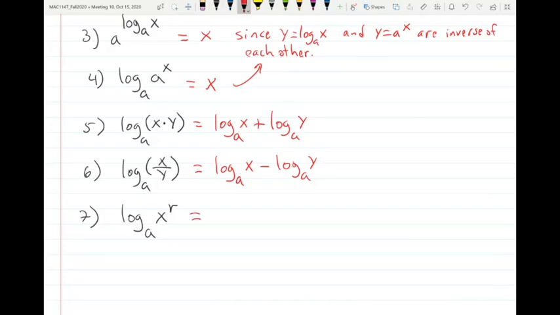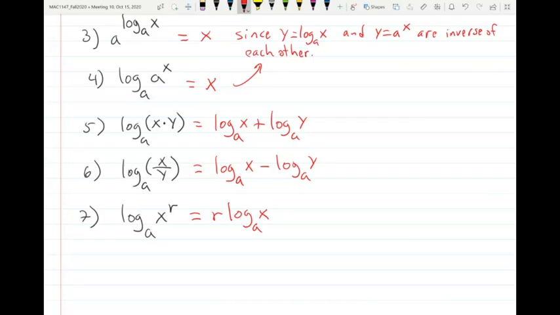So for example, what we're doing here is a generalization of number 4. In number 4, you see that we're getting x, but because the base of the log is the same as the base of the exponential expression that we have in the argument. But here, x doesn't have to be the same thing as a. Basically, this property, which you're going to be using a lot, says that you can bring the power down. So this is r times log base a of x.